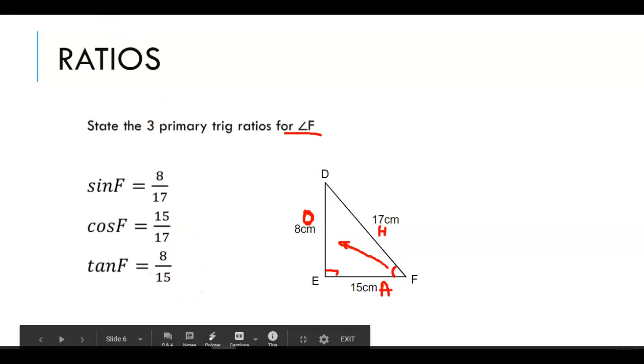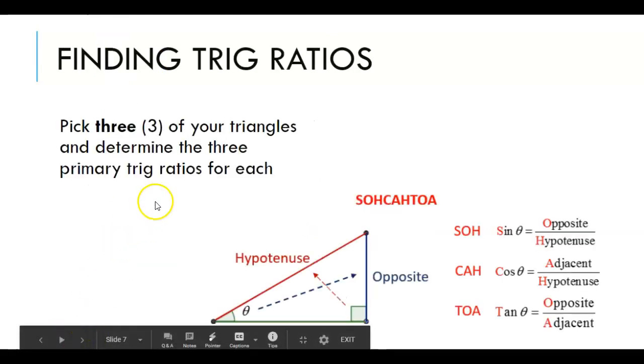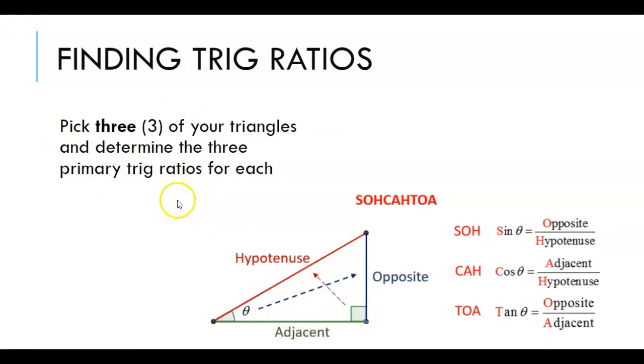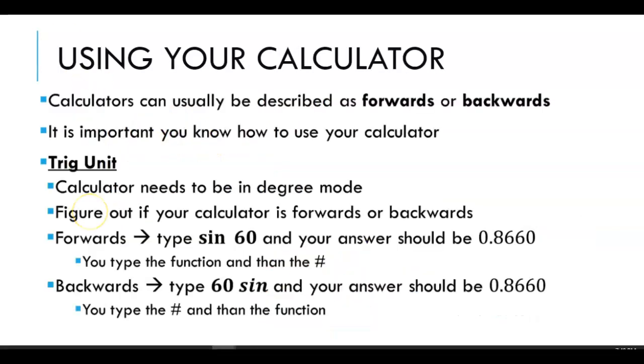Now, as I said, because this is so important, I want you to choose 3 of the triangles on the handout that you have for labeling. Stop this video and label those 3 triangles. In order to use the primary trigonometric ratios, we need to use the calculator. I want you to be comfortable using the calculator and know how your calculator works.